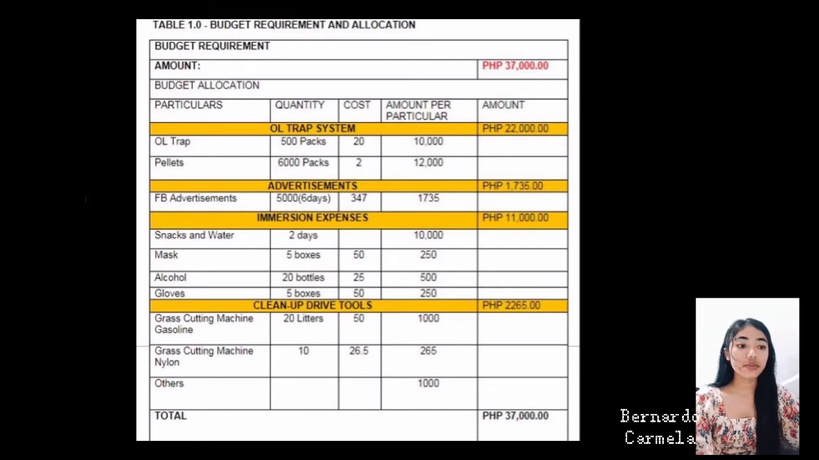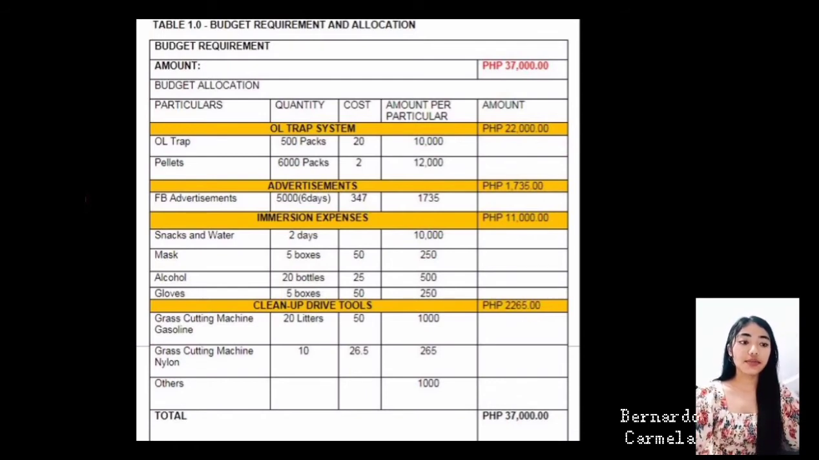1,735 will be allocated for the advertisement on the Facebook platform with a target reach of 500 users, costing 347 per 1,000 reach. This ad will be running for 6 days. The explanation of the advertisement on Facebook is referred to in Table 3.0.